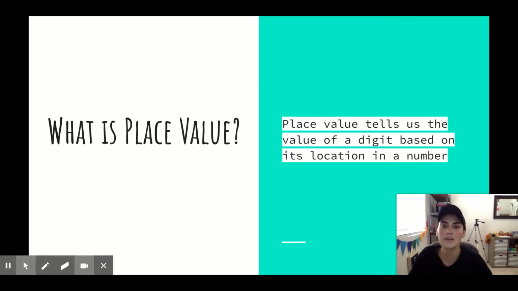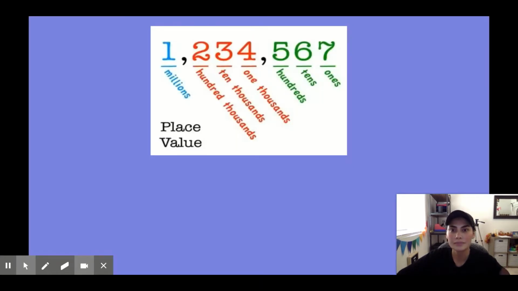So what is place value? Place value tells us the value of a digit based on its location in a number. Here's a perfect example of what place value is. This number is read as 1,234,567. If you weren't able to see the words, you would read it that way, and how you know is because each value stands for something.